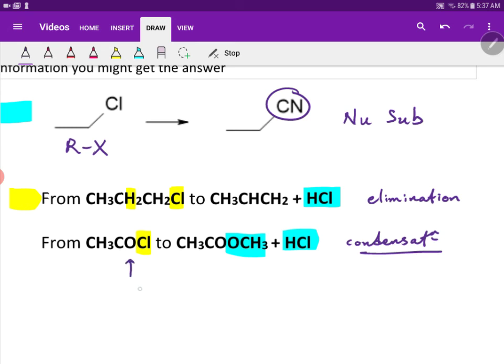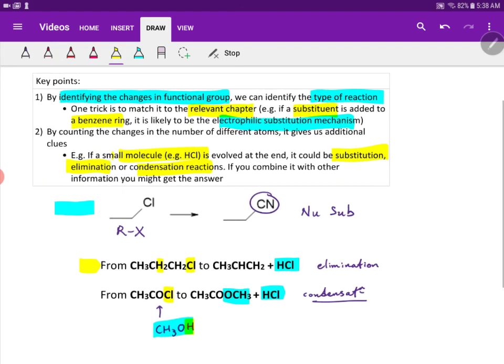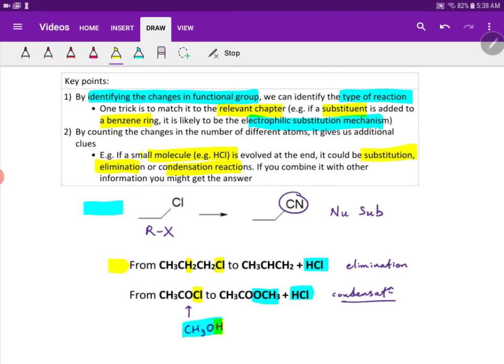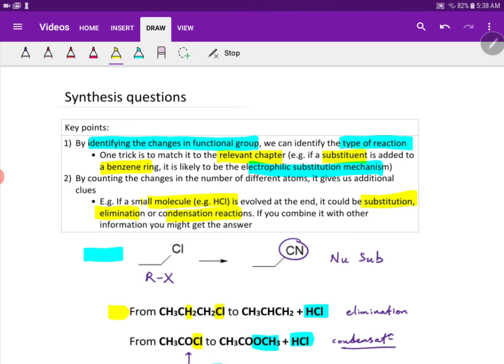I need a source for the OCH3. This is the blue portion, and then I also need the H for the HCl. So this is where my H comes from. This is methanol. Just by looking at the different functional groups or counting the number of atoms, we can answer synthesis questions.